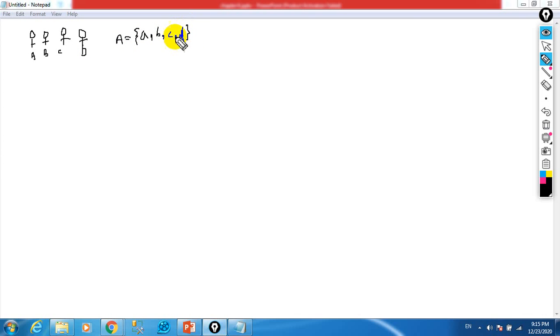Now I want to select three persons. I want to select these three letters, a combination of three letters, which could be ABC, BAC, or CAB. So we will select this. So how will we select?